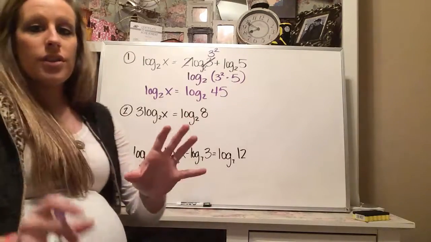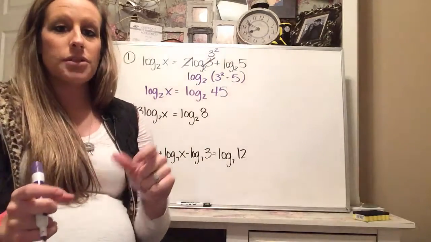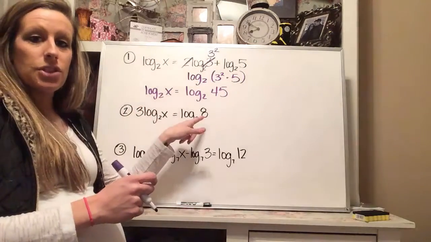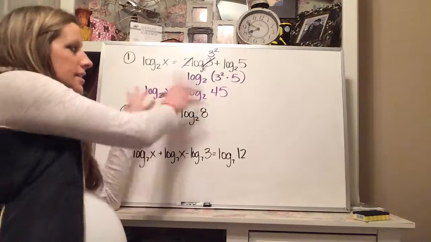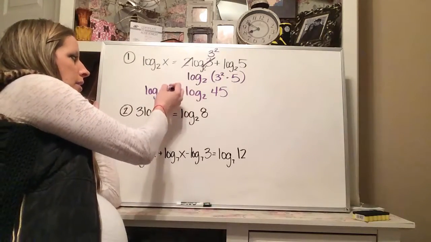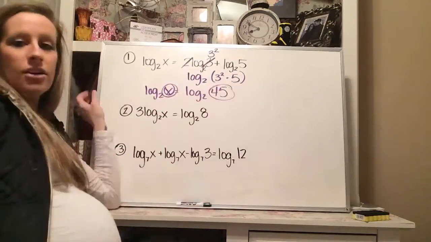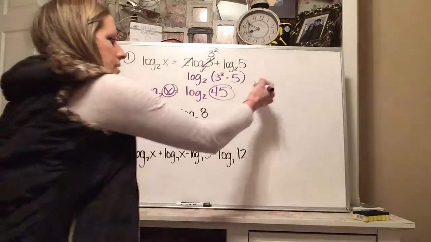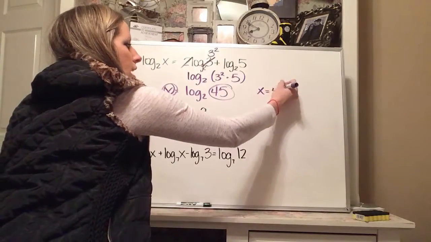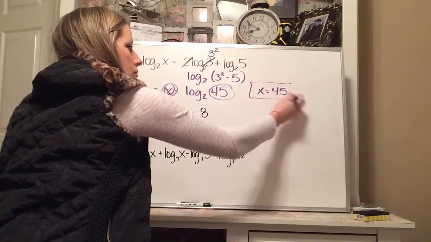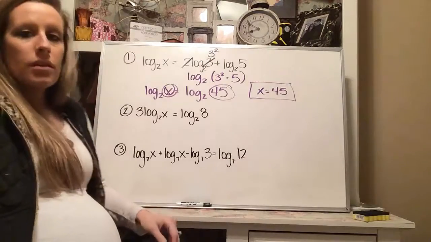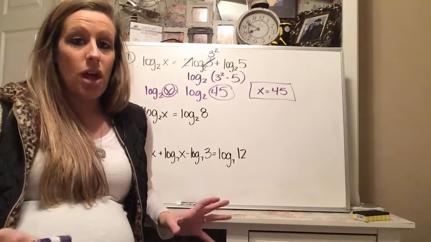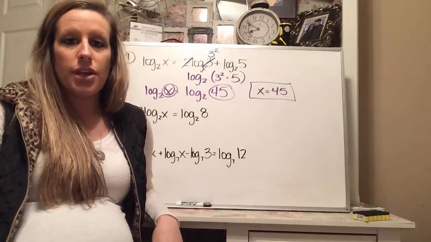Alright, so that rule at the top of your notes, what it's saying is, see how we have log base 2 on both sides? If that's the same, then whatever's here and whatever's here are equal to each other. Has to be. So x equals 45. Okay, so you're going to condense both sides, and then if you have the same log on both sides, you can set them equal to each other.